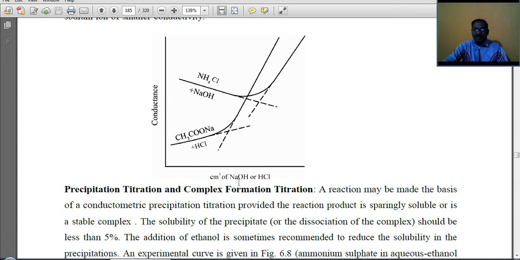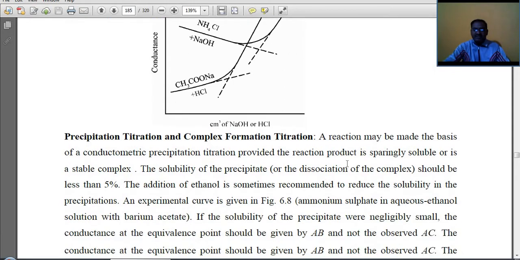Here, keep on adding sodium hydroxide into the strong acid. Initially, it neutralizes the strong acid. Then it continues and neutralizes the weak acid, because it is in the undissociated form. Keep on adding sodium hydroxide. Here, with ammonium chloride and sodium hydroxide, the conductance also increases gradually.